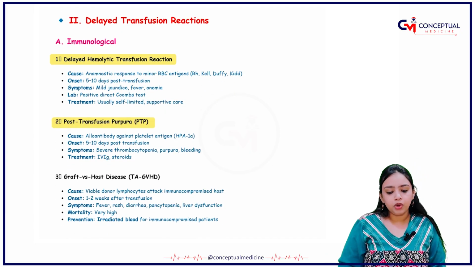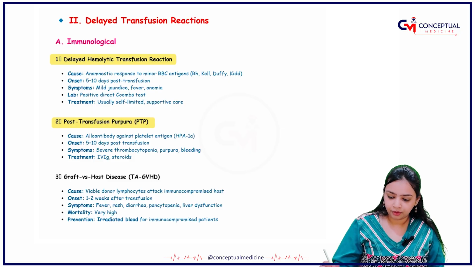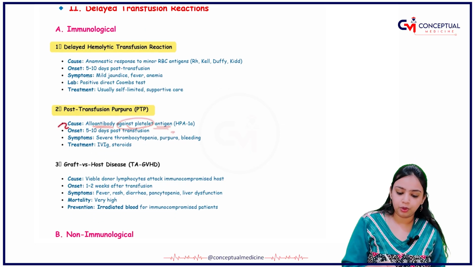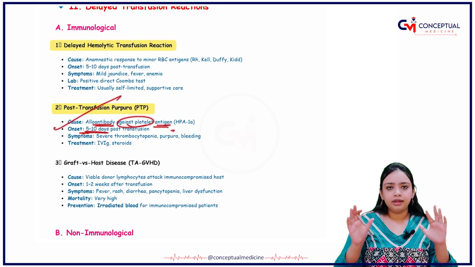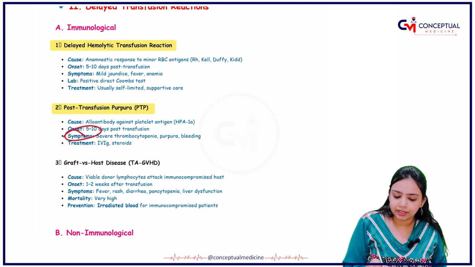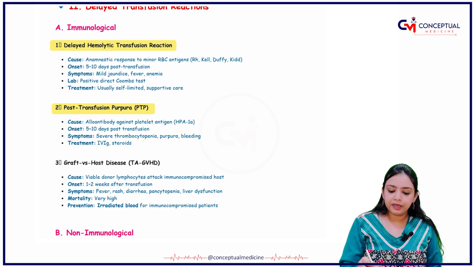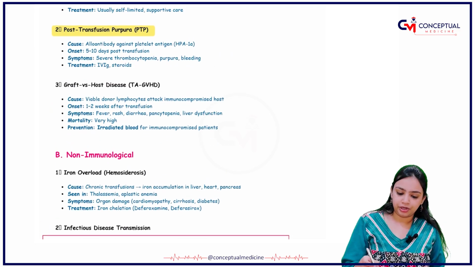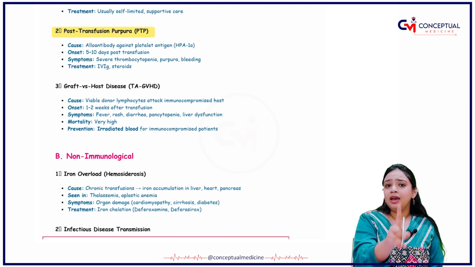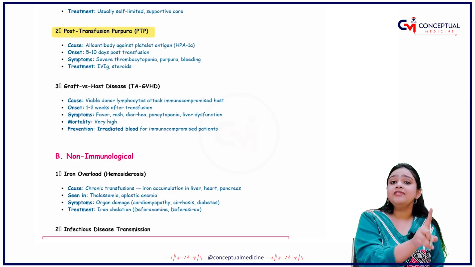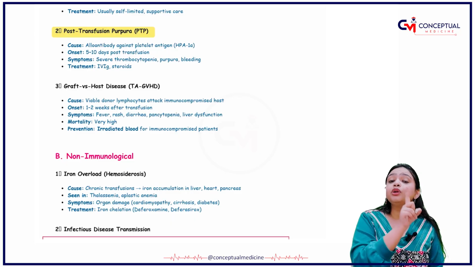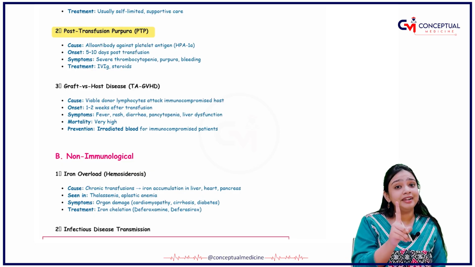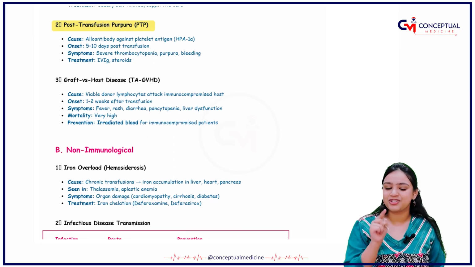Next thing is post-transfusion purpura. Now, the cause is alloantibody against the platelet antigen. The onset is 5 to 10 days. Symptoms are severe thrombocytopenia, purpura and bleeding. For the treatment, you have to give IVIG to the patient. One more thing, I want you all to answer: IVIG is given for the treatment of which disease? This disease is very, very common in children. Strawberry tongue. Write down in the comment section.